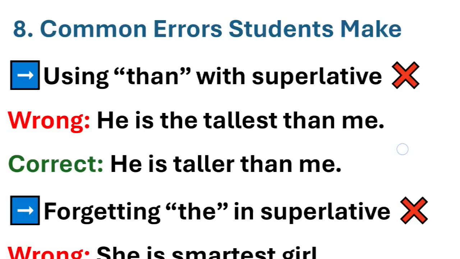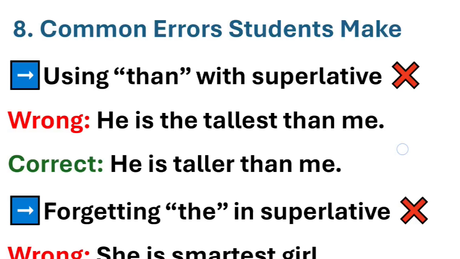Now let's talk about some common errors that students make and you don't have to make these. Using than with superlative. You don't have to use THA and then with superlative. So wrong will be saying he is the tallest than me. No, that will be wrong. Correct will be saying instead he is taller than me. ER and then.